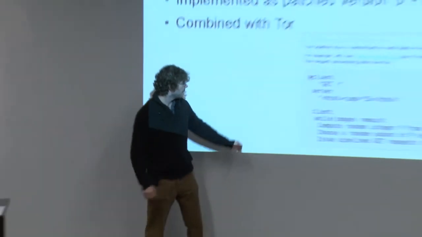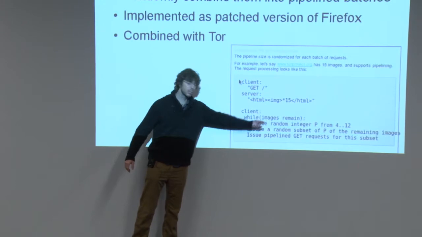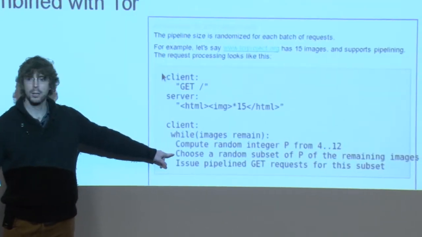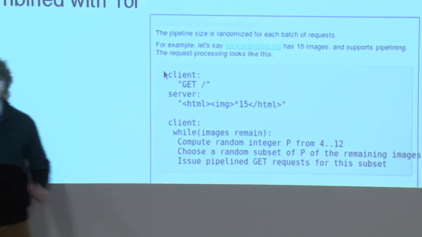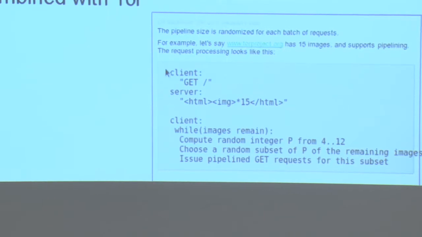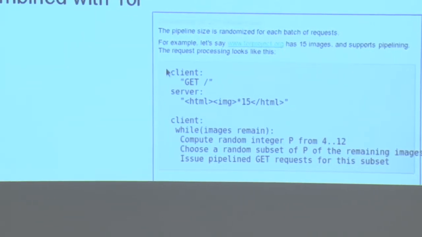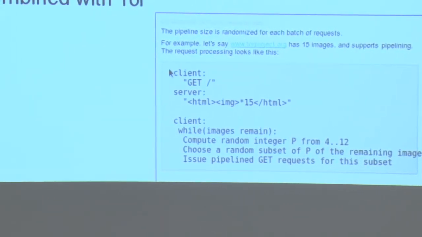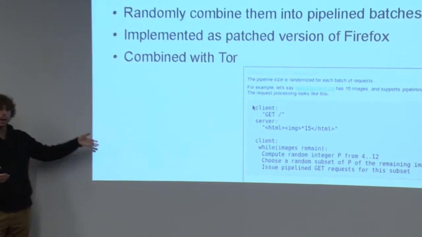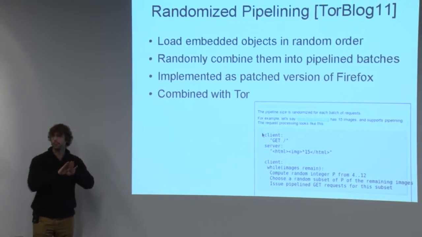And it also pipelines some of the requests. This is pseudocode that was posted on the Tor blog for how it would work. It would say, while there are images remaining to be gotten, pick a random integer from 4 to 12, choose a random subset of that many pictures, and then issue requests for all those pictures at once. And since this defense is implemented in the Tor browser bundle, we didn't want to re-implement it ourselves, so when we evaluate it, it's going to be this plus Tor operating together.